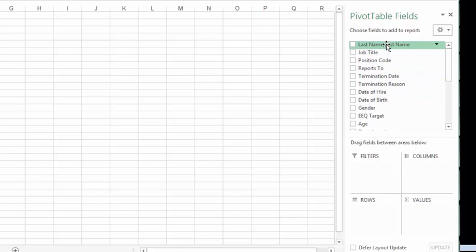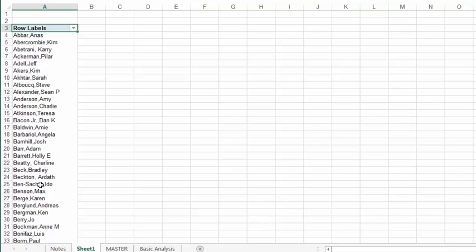Now, if it's a word like job title or last name, first name, obviously you can only see it or you can count it. So as an example, let's drop last name, first name into rows, and you can see a list of all unique names. So if there's 2 people with the name Josh Barnhill, you're only going to see it once, right? So that doesn't really tell you that there are that many employees.